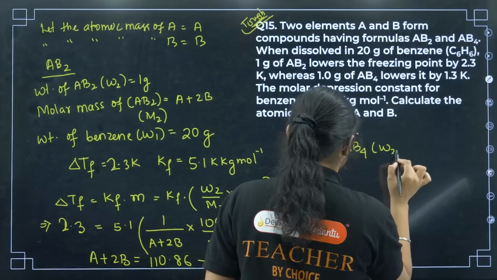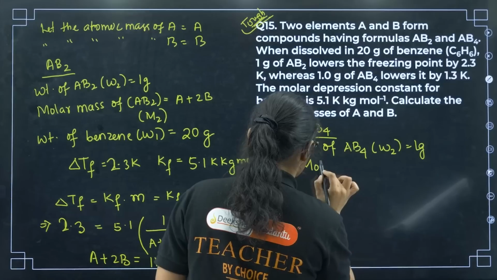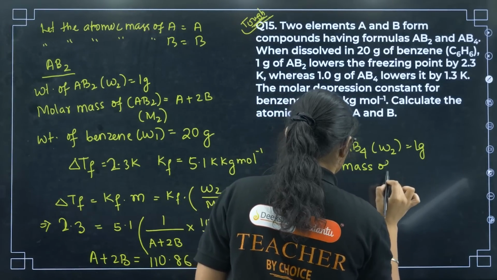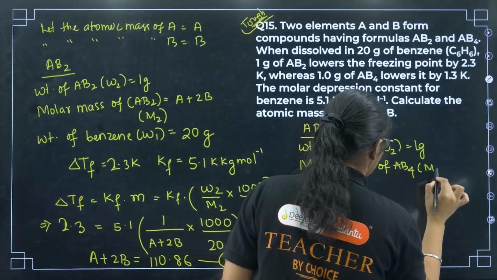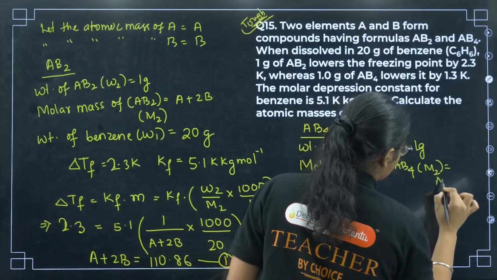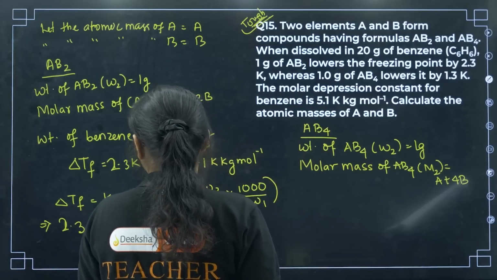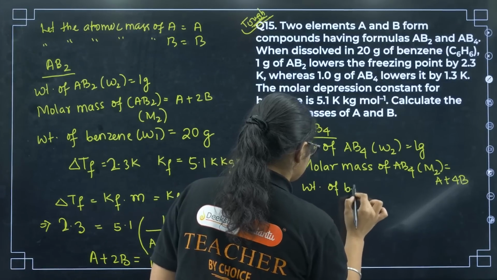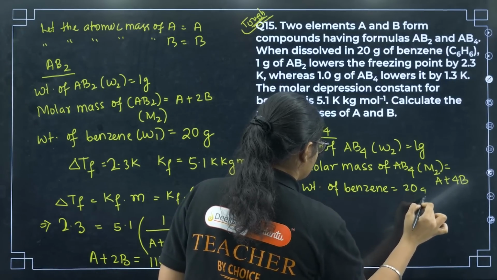I can write W2, that is 1 gram. Okay, molar mass of AB4, that is M2, that is A plus 4B. Okay, next we have weight of benzene, that is also 20 gram.